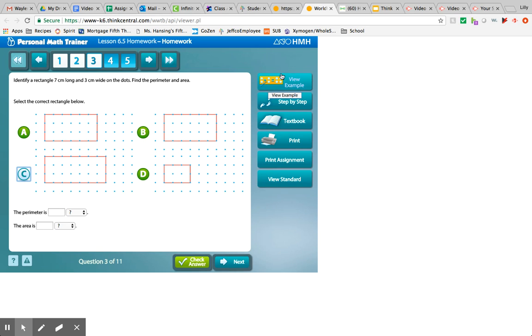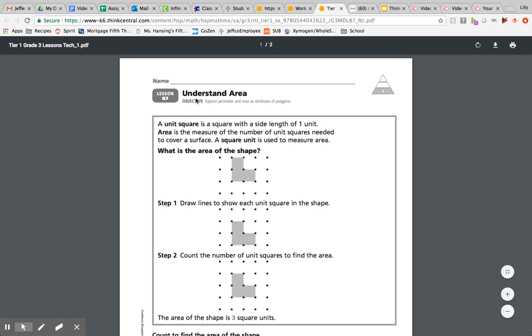So if I need some support, again, I can view an example or get step-by-step instruction. I can also go to the textbook. So let's click on textbook. Understand area. So this is my learning objective, is to explore perimeter and area as attributes of polygons. So this gives me some basic information and steps. It tells me about what a unit square is, what area is, reminding me about how to find the area.